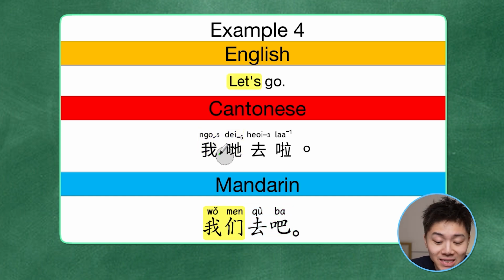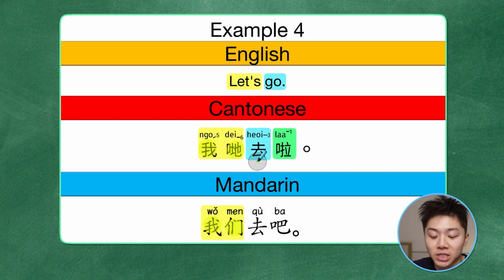I or me in Cantonese is 我. However, we added this word afterwards, 哋 in Cantonese and 們 in Mandarin, which basically helps turn a pronoun into a plural pronoun. So in this case, it turns the pronoun of I, 我, into 我哋, we, and in Mandarin 我 into 我們. So let's go. 我哋去啦. 去 means to go. In Mandarin, 去. And 啦 is just a suggestion.